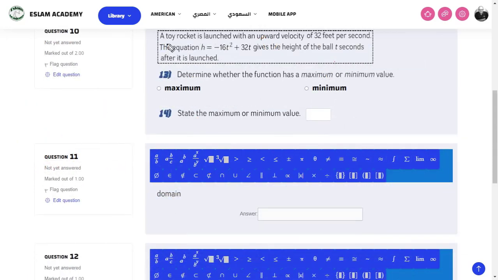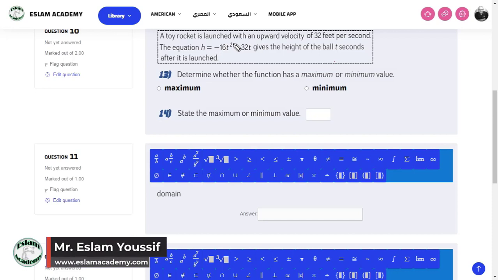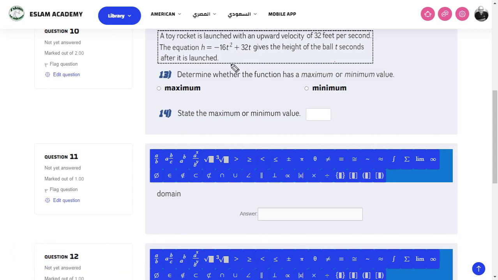In this problem, we have a toy rocket. The rocket is launched with an upward velocity of 32 feet per second. That's represented by the equation h equals negative 16t to the power 2 plus 32t, given that h represents the height and t represents the number of seconds. We need to determine whether the function has a maximum or minimum point.